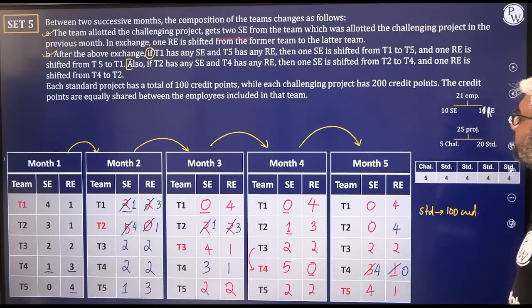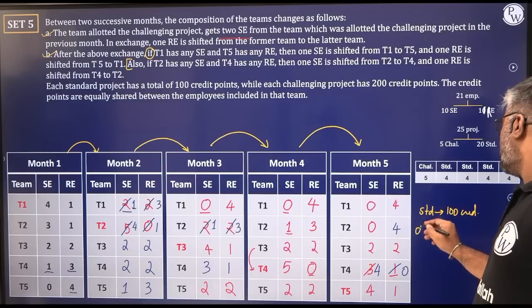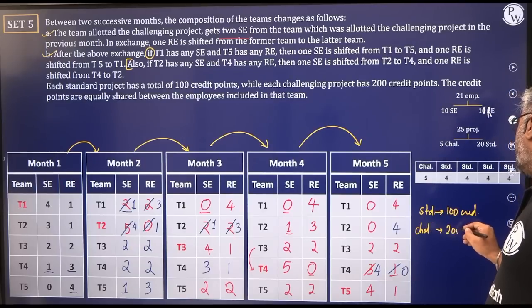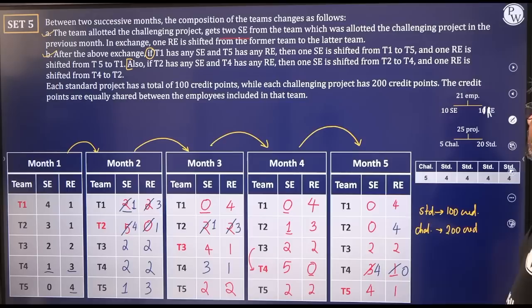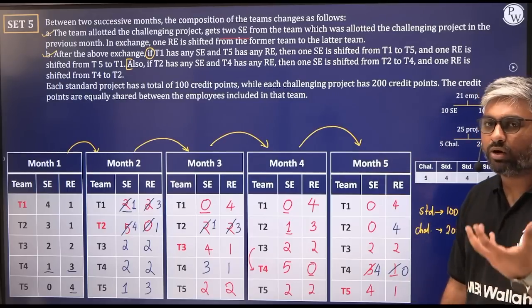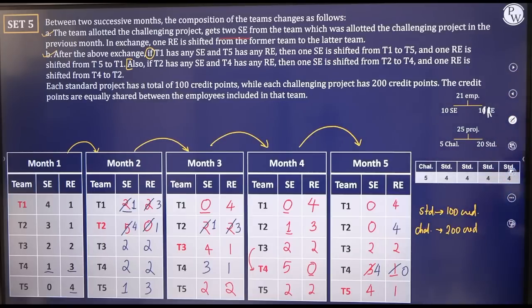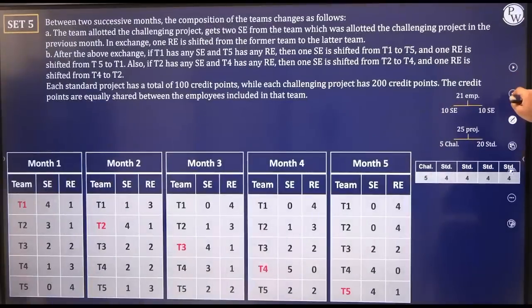And challenging project will have 200 credit points. Perfect. Challenging will have 200 credit points. All right. The credit points are equally shared between the employees. Credit point team को मिलेगा and then number of employees में share हो जाएगा. चलो, perfect. So this is our final table. Let's see if it matches with the one that I had already created.